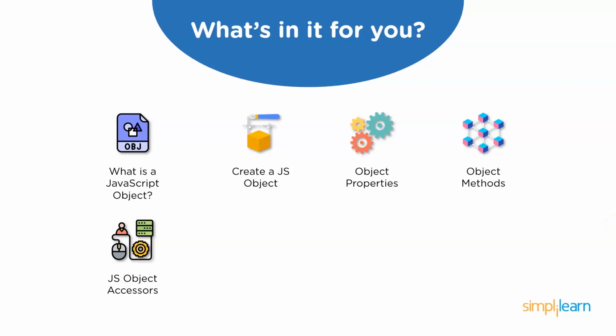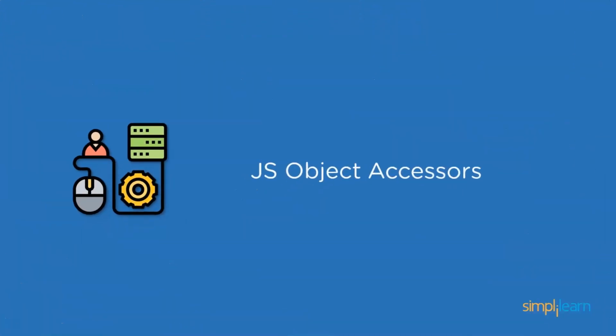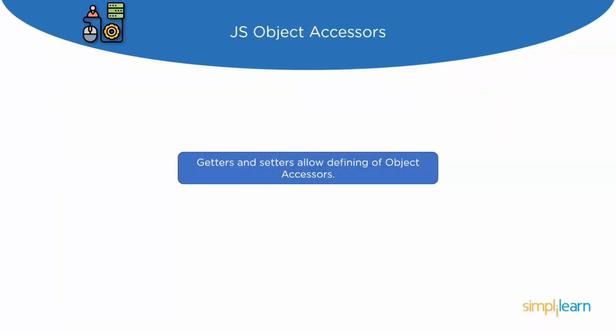Now let's move on to the next concept, that is JavaScript Object Accessors. Getters and setters allow defining an object accessor. To get the value of a property in a JavaScript object, we use a getter, and to set the value of a property of a JavaScript object, we use a setter.